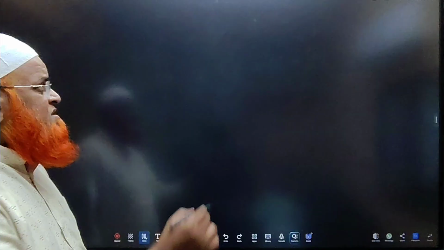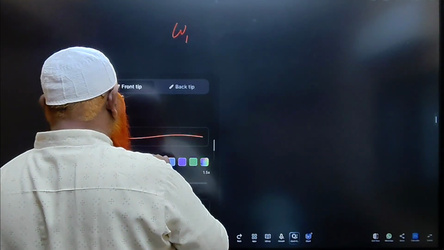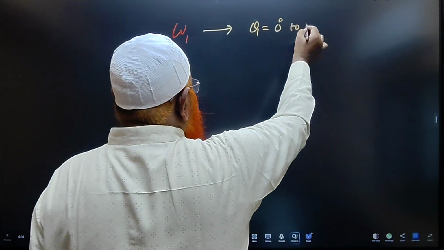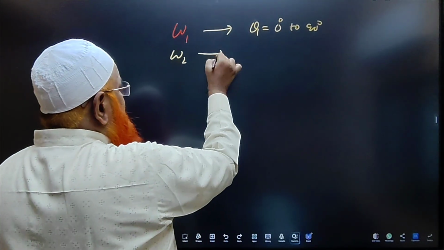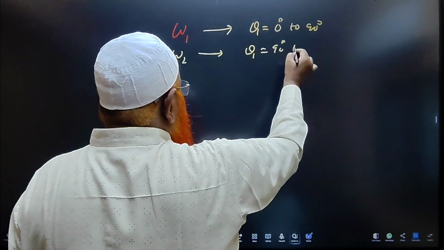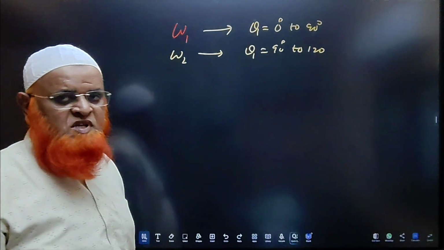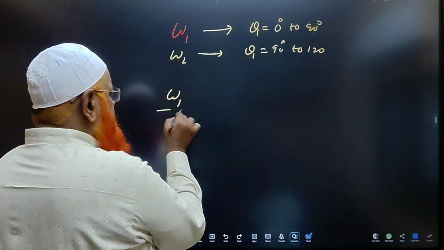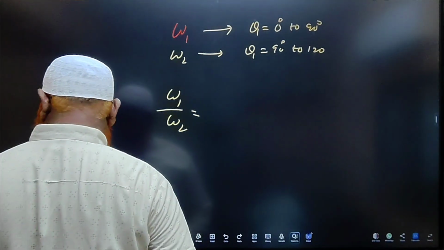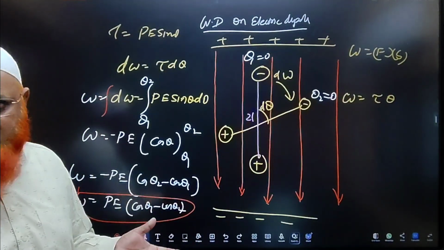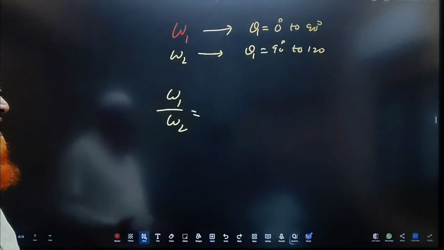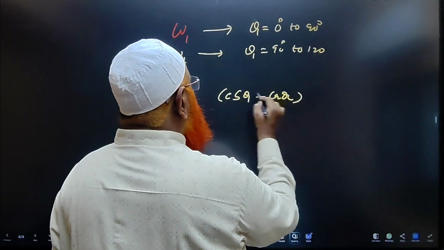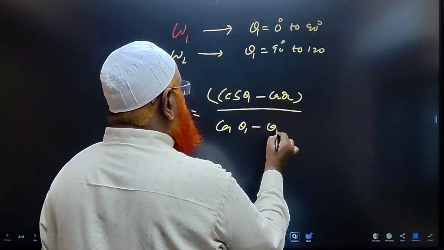Sometimes we will ask you, what is the work done by you to tilt an electric dipole from theta 1, that is 0 degrees, to 90 degrees, and what is the work done when theta 1 is 90 degrees to 120 degrees? This type of problem is asked. He is asking us to find the ratio here. So what is the formula? Work done W1 by W2: if you observe the previous formula, PE will be the same for both. Anything that changes means the angle is changing. That is cos theta 1 minus cos theta 2 divided by cos theta 1 minus cos theta 2 in the second case.